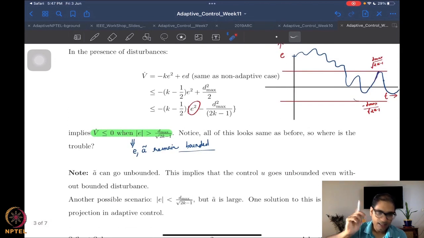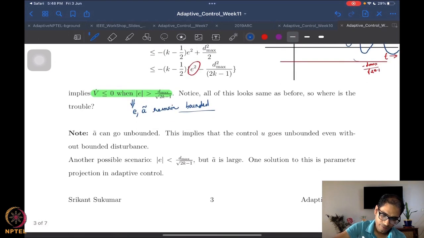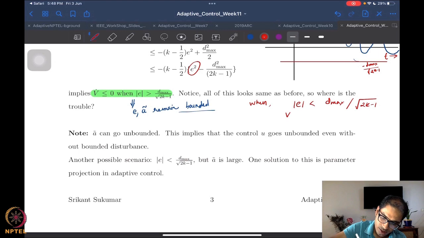Okay, great. And the second thing that happens is that inside this set, V dot is not necessarily less than or equal to 0. Now, what happens when E is less than d max over square root of 2k minus 1? V dot is greater than or equal to 0. Correct? Just using this. Now if V dot is greater than or equal to 0, V can increase. It can either increase or stay equal to 0.